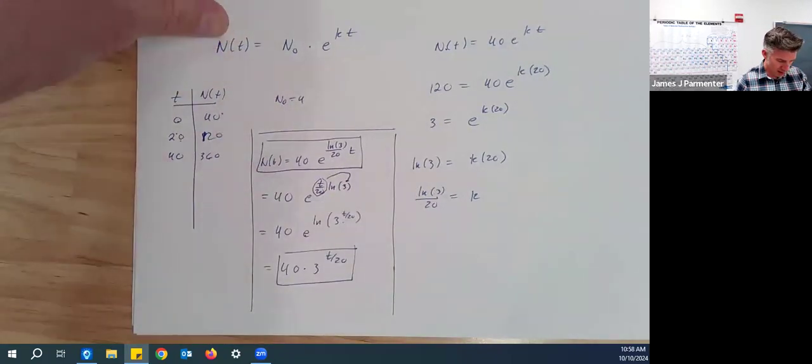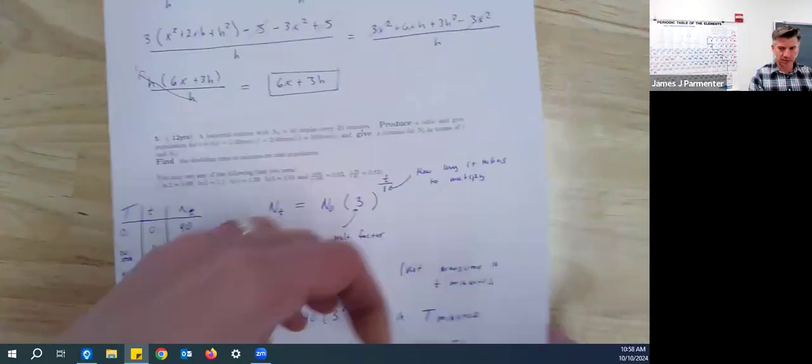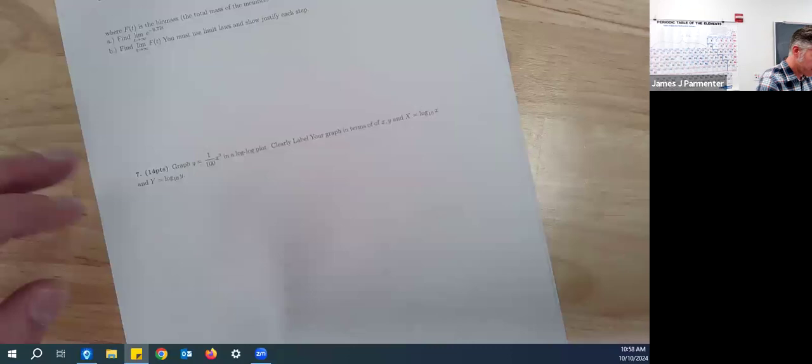Okay, let's move along. See what's on this next page. What surprises await us now?